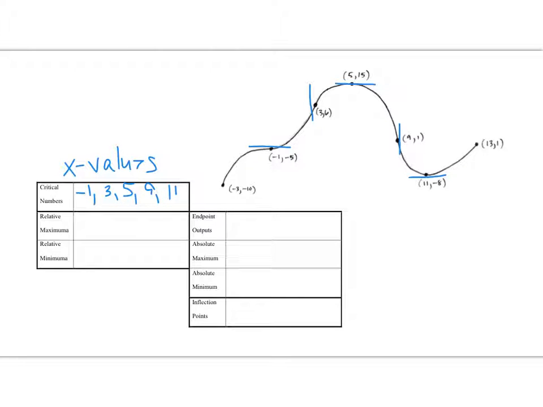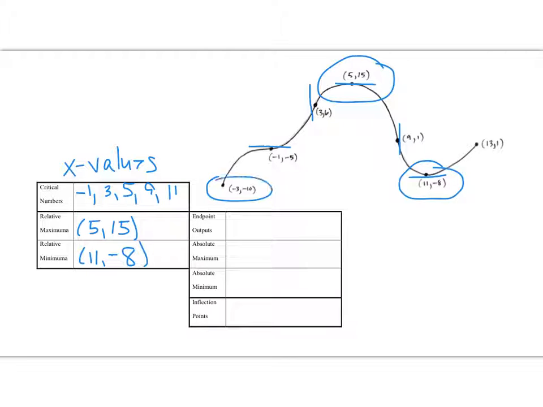Now our relative maximum is any point that is relatively higher within this graph than anything else. So I have a relative max at the point 5, 15. And then I have a relative minimum at 11, negative 8, because relative to the rest of the graph, those are low. Now my endpoint outputs, I have endpoints at 3, negative 10 and 13, 1. So my endpoints are negative 3, negative 10, which would also be a minimum. And then we also had an output of 13, 1 as our other endpoint.